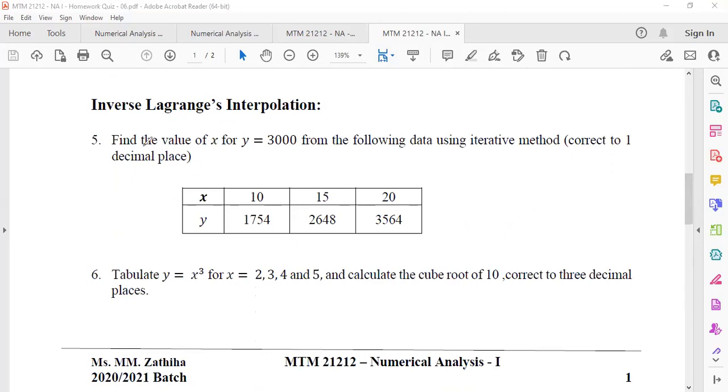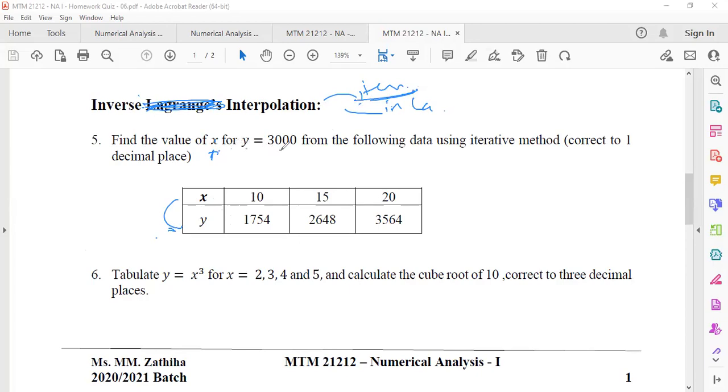The question says find the value of x. Sorry, it should be inverse interpolation, not Lagrange. So in this section, we have the iterative method as well as the inverse Lagrange method. For the iterative method, we have questions 5 to 7. They say find the value of x, isn't it? If they ask you to find the y value or anything, you have to go for the normal process. If they ask you for the x value, you have to use the inverse method. It means the iterative method.